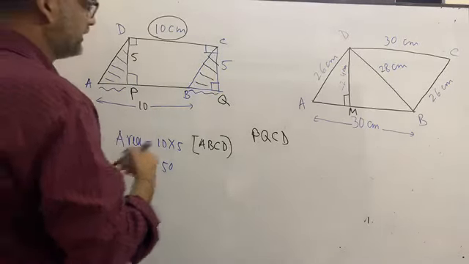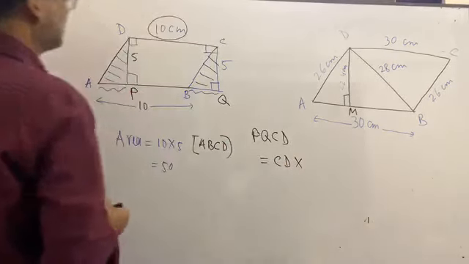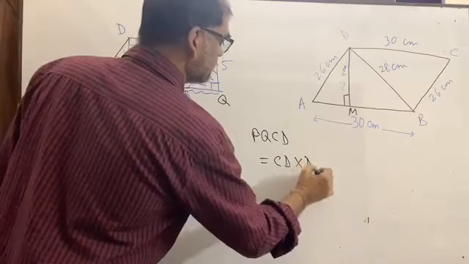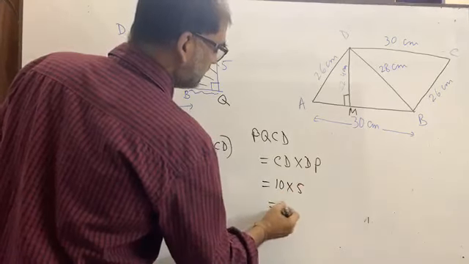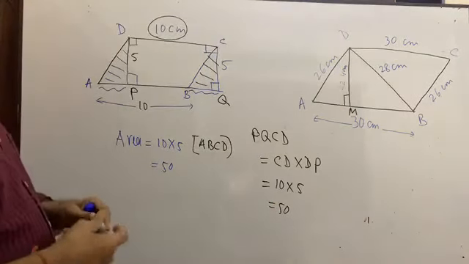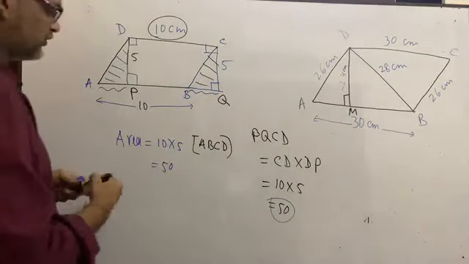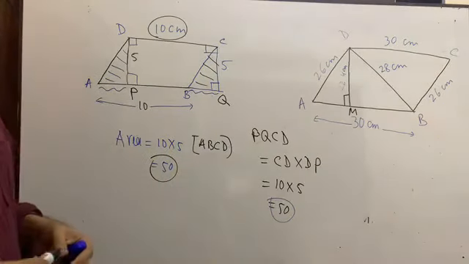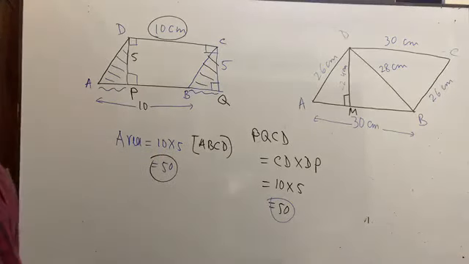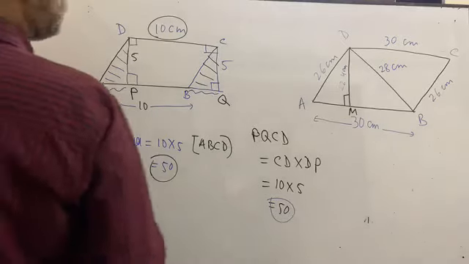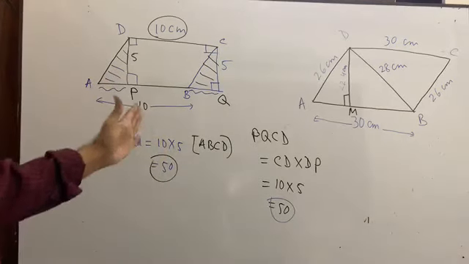So what is the area of PQCD? Area of PQCD can be written length into breadth. CD is the length and DP is the breadth. What is the length of CD? That is 10 and breadth is 5, 50. Have you seen what I have written? It is also 50. Actually, I wanted to show you area of a parallelogram is equal to area of a rectangle. I know some of you may be astonished, but it is a fact.